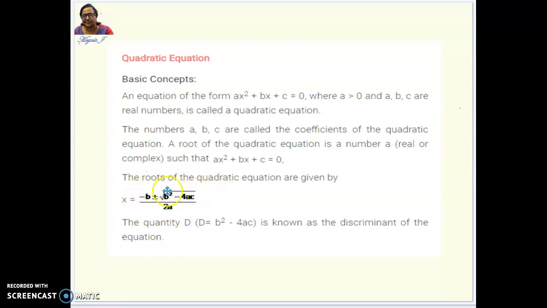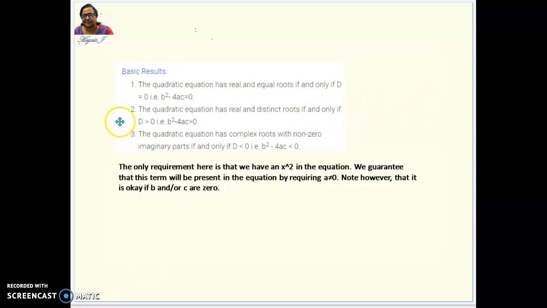This is another formula which you must have used in school. To find the value of x in a quadratic equation, you use x equals minus b plus or minus root of b square minus 4ac, divided by 2a. The value within the root, that is b square minus 4ac, is called the discriminant. Let us see what exactly this discriminant is going to do.